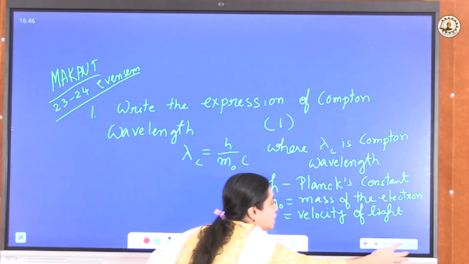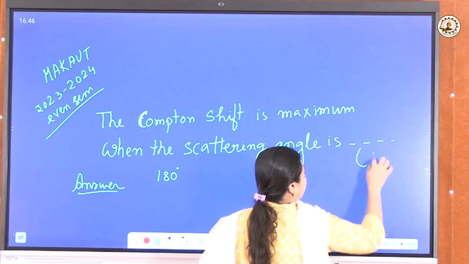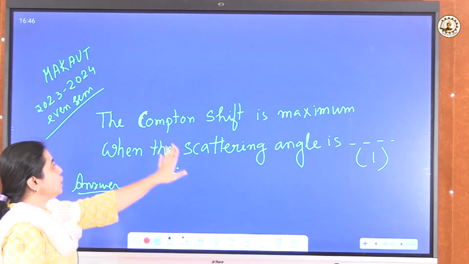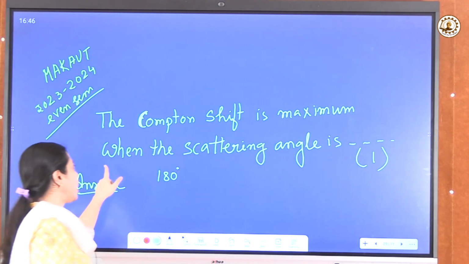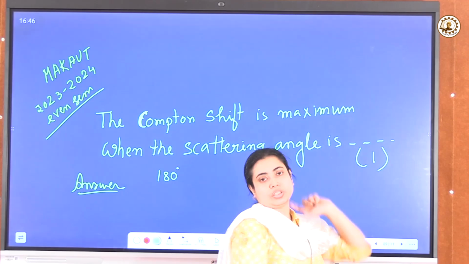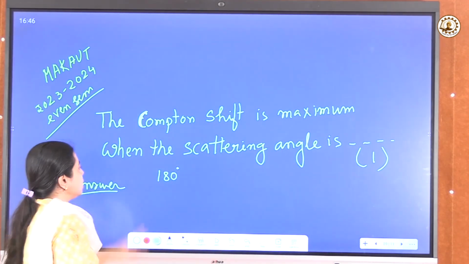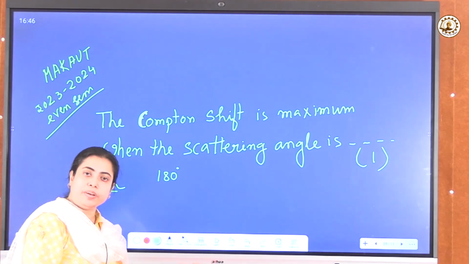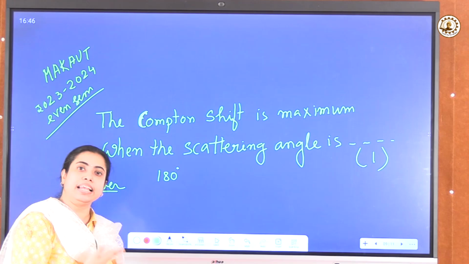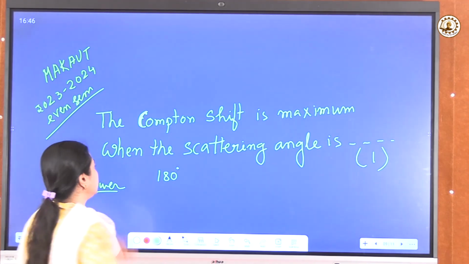Now the next question, in the same year, is also 1 mark. The Compton shift is maximum when the scattering angle is blank. You have to fill in the gap. The answer you have already learned: the Compton shift becomes maximum when the scattering angle is 180 degrees or pi radian.